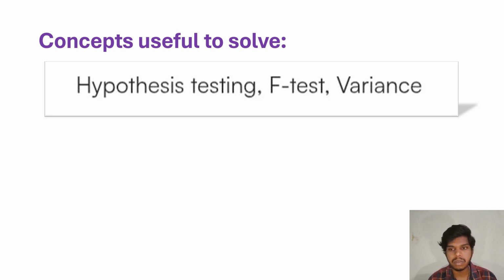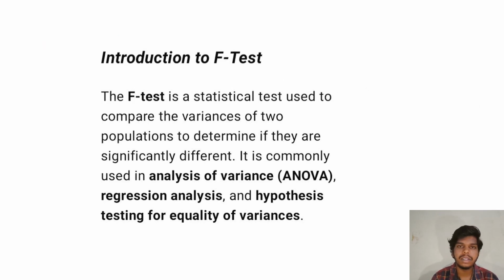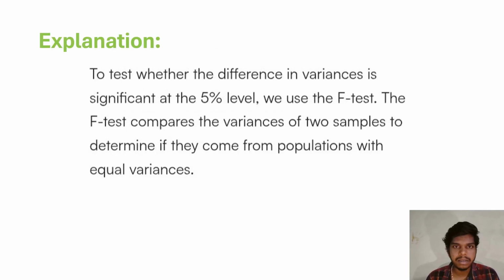Concepts useful to solve: hypothesis testing, F-test, variance. Introduction to F-test. The F-test is a statistical test used to compare the variance of two populations to determine if they are significantly different. It is commonly used in analysis of variance, regression analysis, and hypothesis testing for equality of variances.